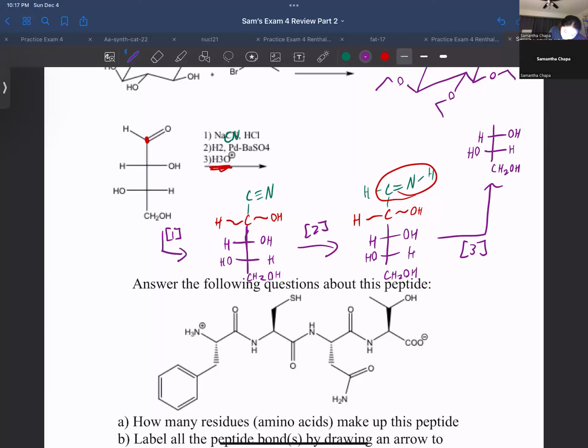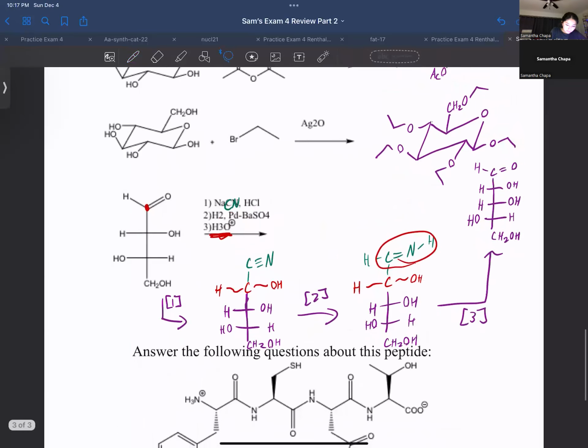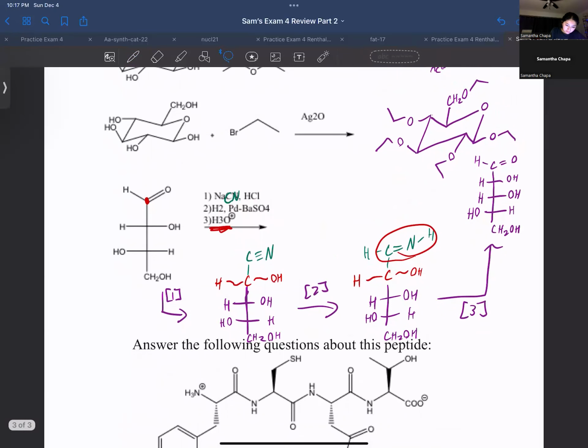Turn this all into proper carbons. And this is where I get my carbonyl. So this is going to be an aldehyde. Why isn't this right here?